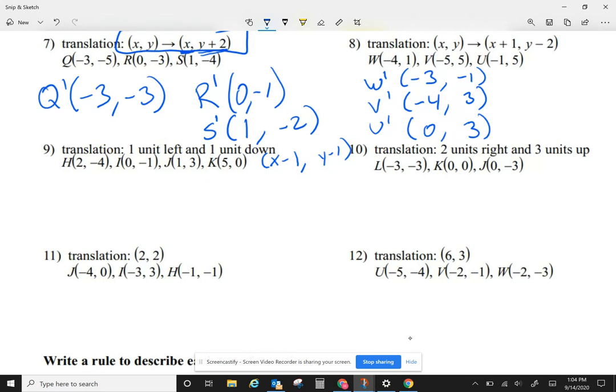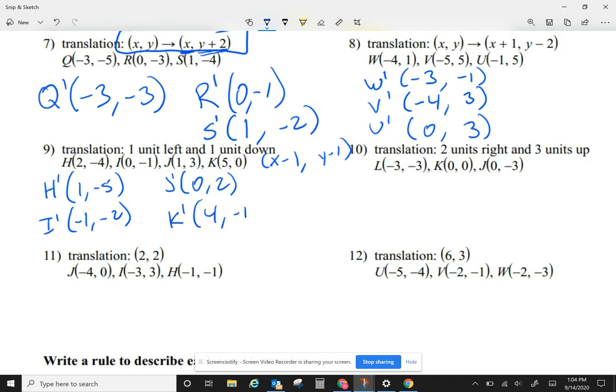So if I'm solving for h prime, the coordinates of h prime should be 1, -5. If I'm solving for i prime, my coordinates should be -1, -2. Remember, I have to subtract 1 from x and subtract 1 from y. If I'm solving for j prime, my coordinates should be 0, 2. For k prime, my coordinates should be 4, -1.